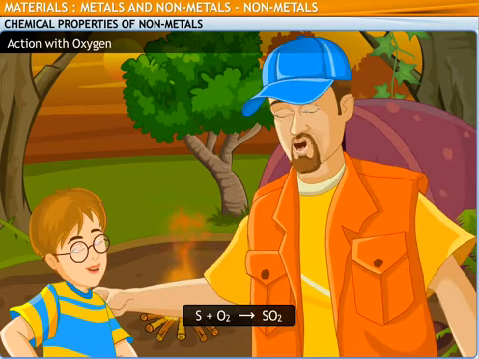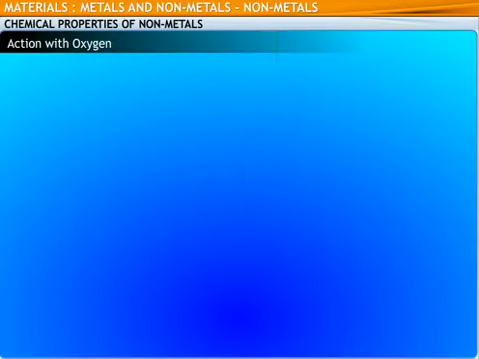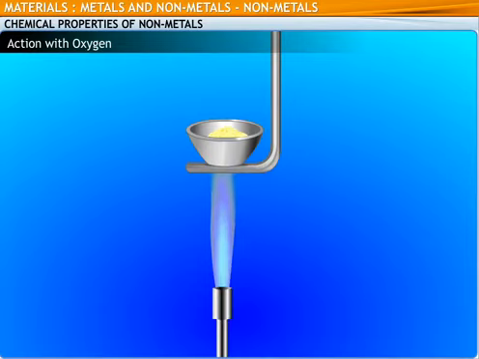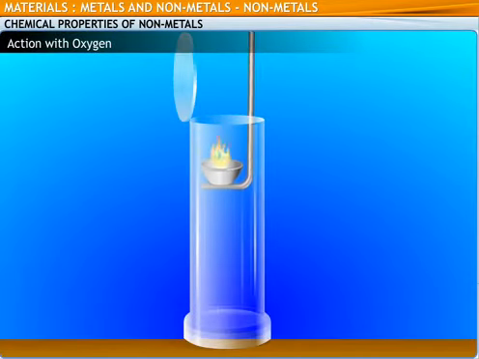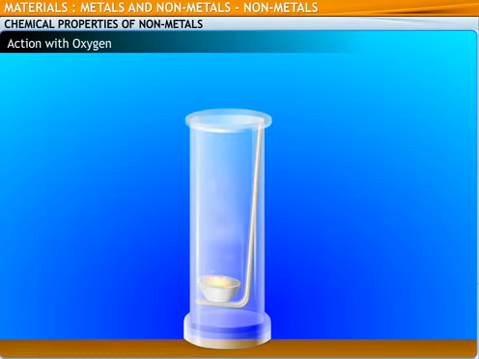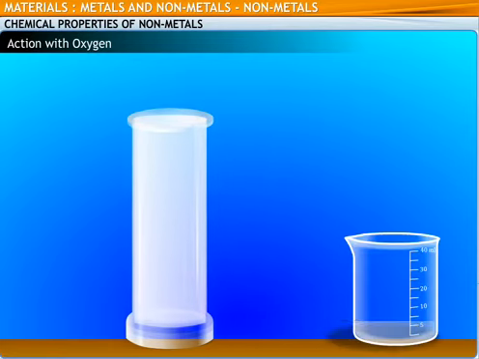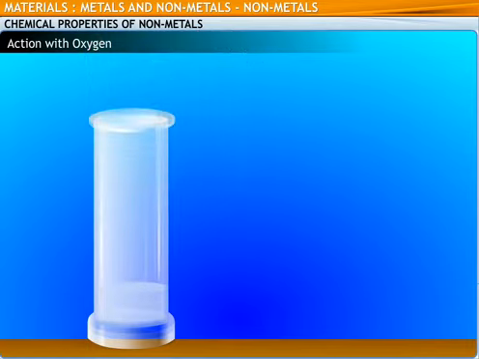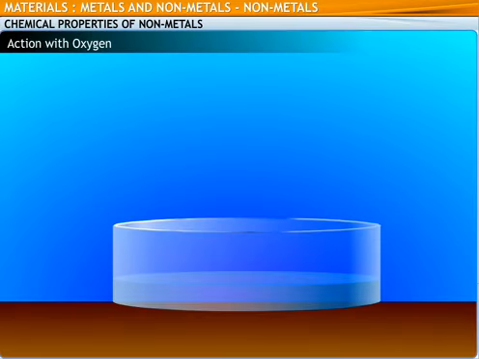Let's perform an experiment to understand this chemical property. Take a small amount of sulfur in a deflagrating spoon and heat it. As soon as the sulfur starts burning, introduce the spoon into a gas jar. Then, cover the jar with a lid to ensure that the produced sulfur dioxide gas does not escape. Remove the spoon after some time. Add a small quantity of water into the gas jar and quickly replace the lid. Shake the gas jar well. Sulfurous acid is formed.